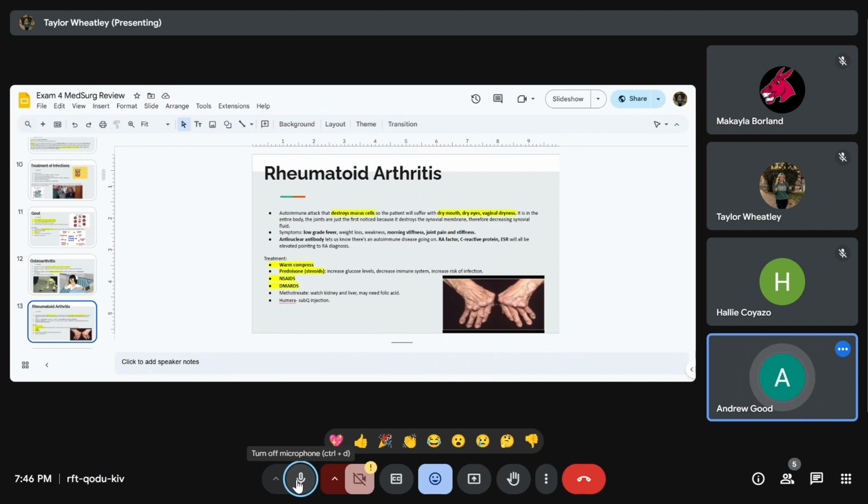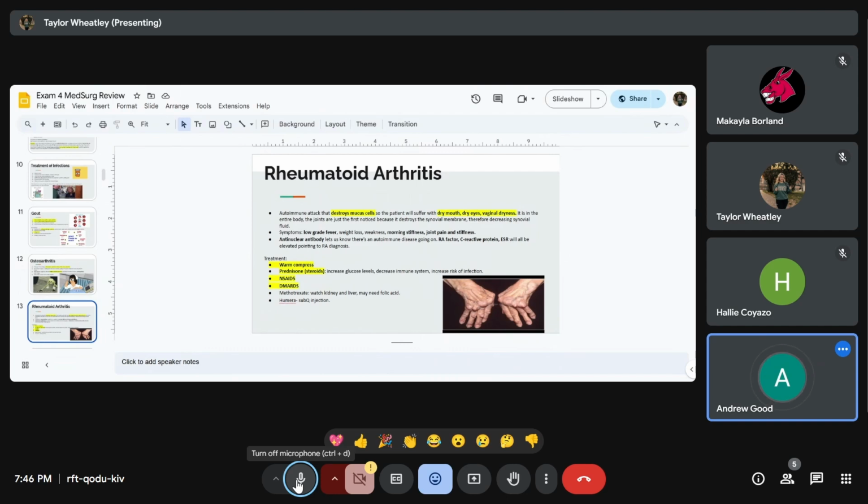We actually want a decreased immune system because it treats all of their symptoms and treats our disease process. But because we're decreasing our immune system, we're at risk for infection. So just something to take note of, something to think about. Methotrexate is also used for rheumatoid arthritis. We'll watch for kidney and liver, and they may need folic acid.